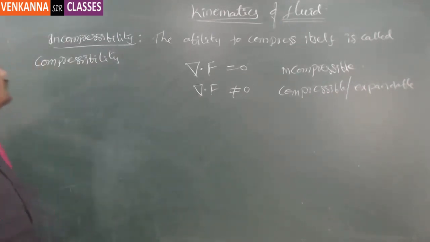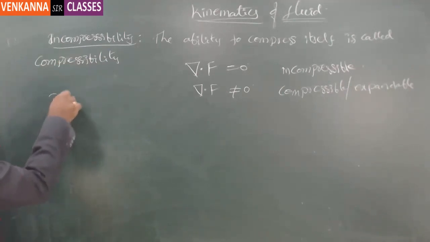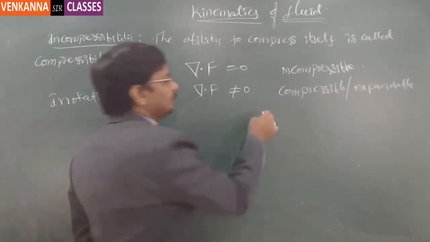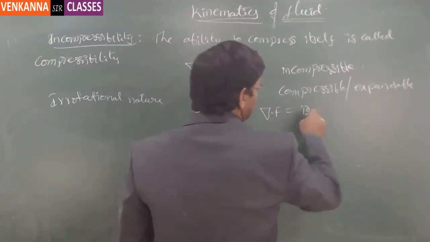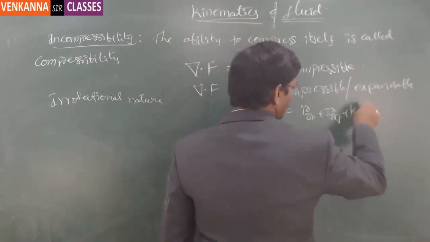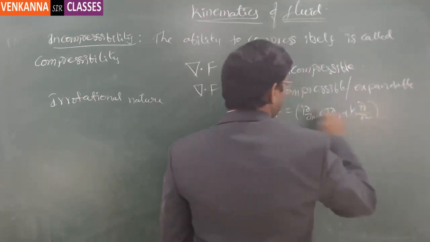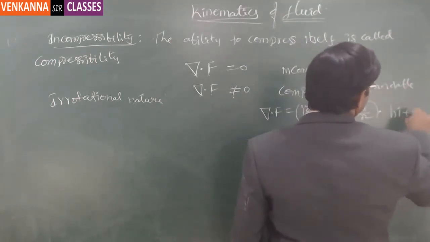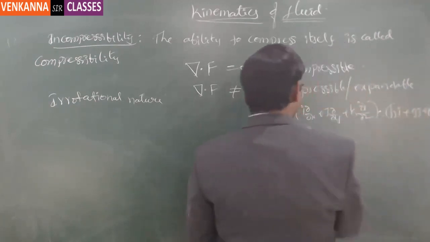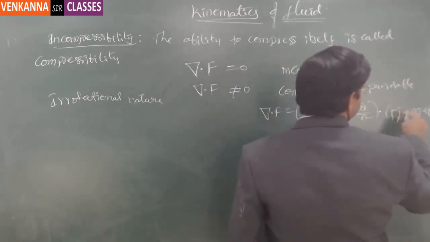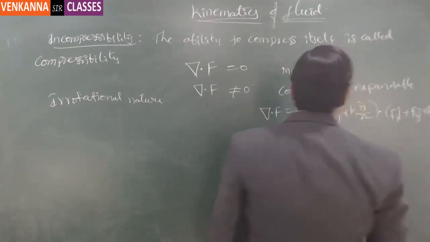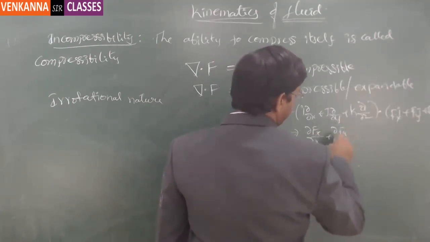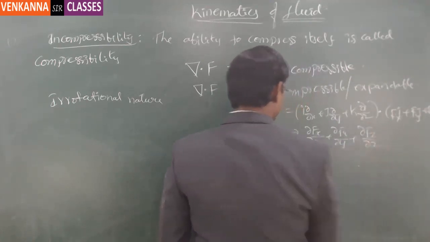Exactly in a similar manner, in the case of irrotational nature. So why we are doing it this way: del dot F is equal to i dou by dou x plus j dou by dou y plus k dou by dou z, dotted with F, some function Hi plus Gj plus Pk, or I call these Fx, Fy and Fz. Then it is dou Fx by dou x plus dou Fy by dou y plus dou Fz by dou z. So this is del dot F.